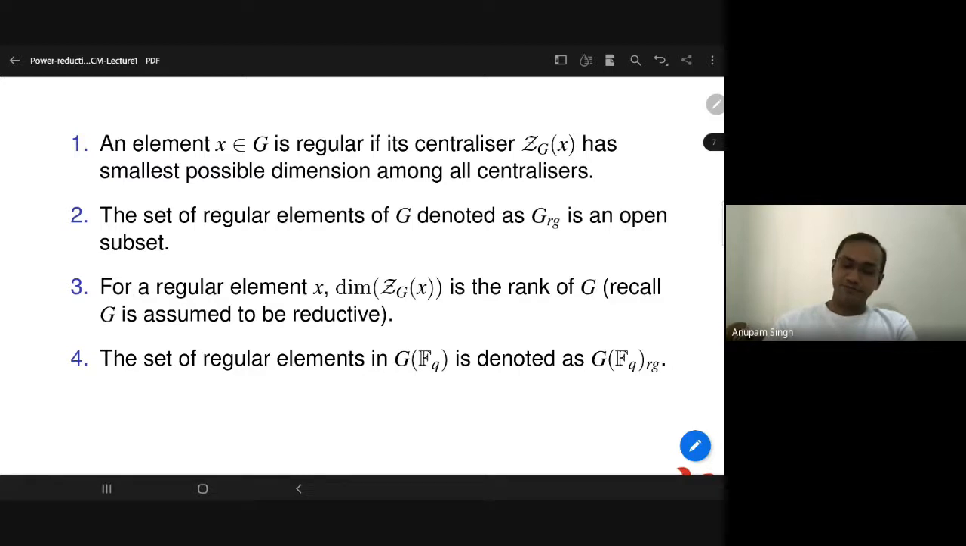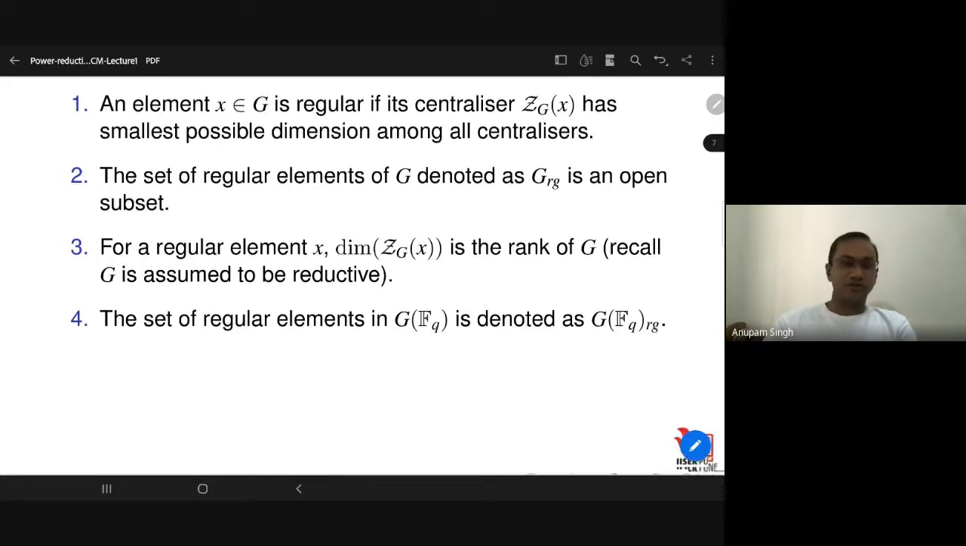So I said that the set of regular elements is an open subset, and the smallest dimension for a regular element's centralizer is at least the rank. The set of regular elements in G(Fq) I will denote by G(Fq)^RG. So this is the set of regular elements. That's the notation. RG will refer to regular elements.